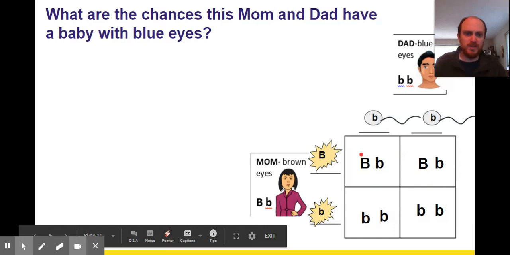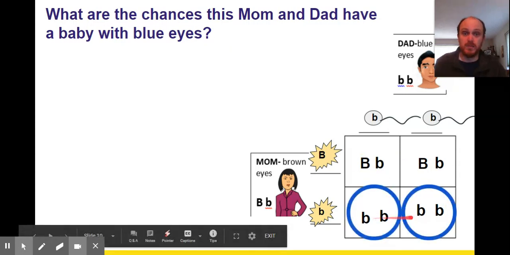So which of these would have blue eyes? These 2. Remember, you need 2 little b's to have blue eyes. If you have a big B, you have brown eyes like mom. The big B is dominant. It overpowers the little b.